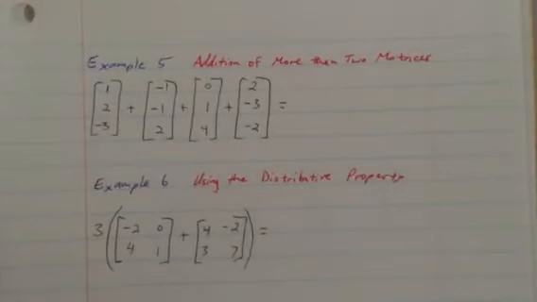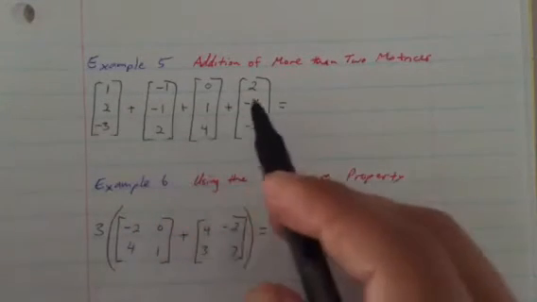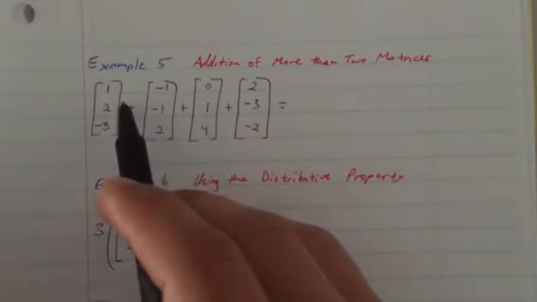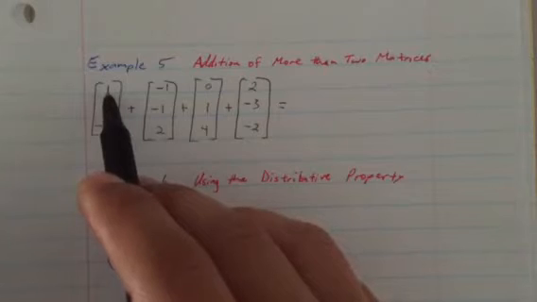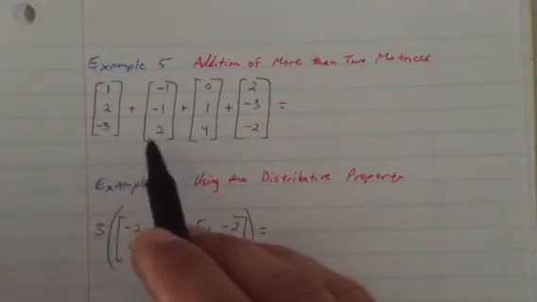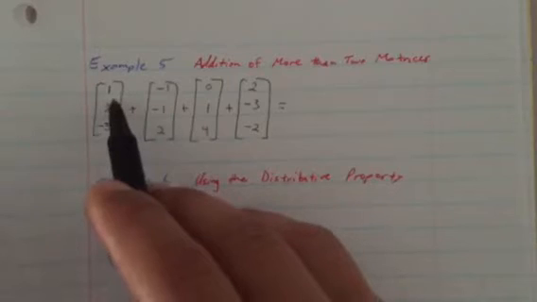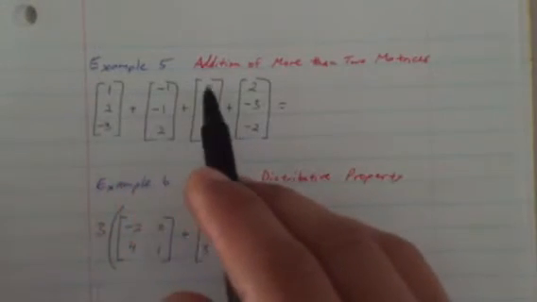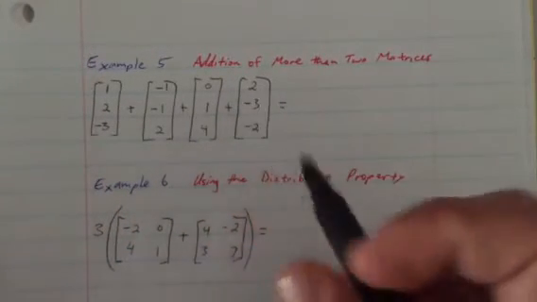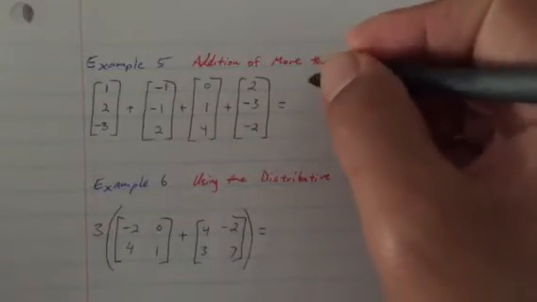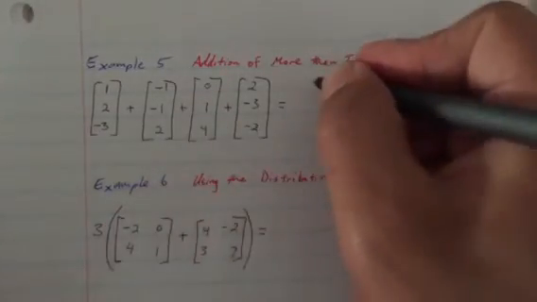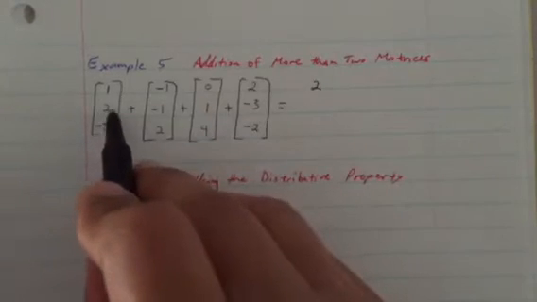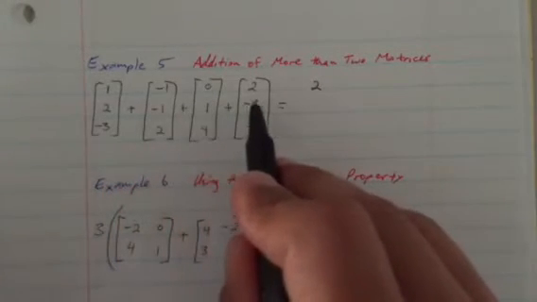Example 5. Here we have example 5, and this is addition of more than 2 matrices. This is pretty straightforward. If you have more than 2 matrices, you can still add their corresponding entries. Notice that these are all 3 by 1s, so we can add them. We can add 1, -1, 0, and 2, so our resulting entry is going to be 2. Right here we're going to add 2, -1, 1, and 3.